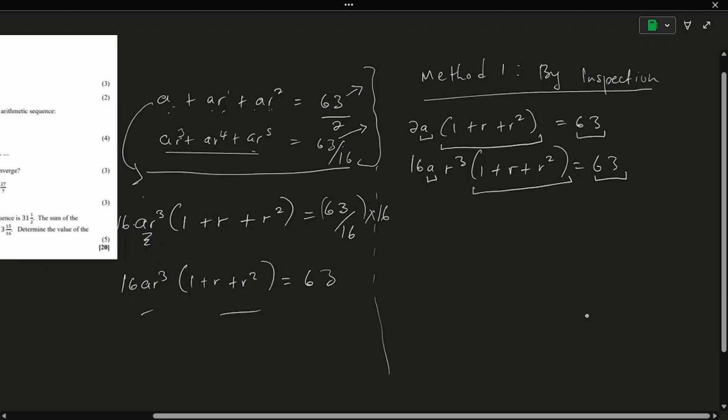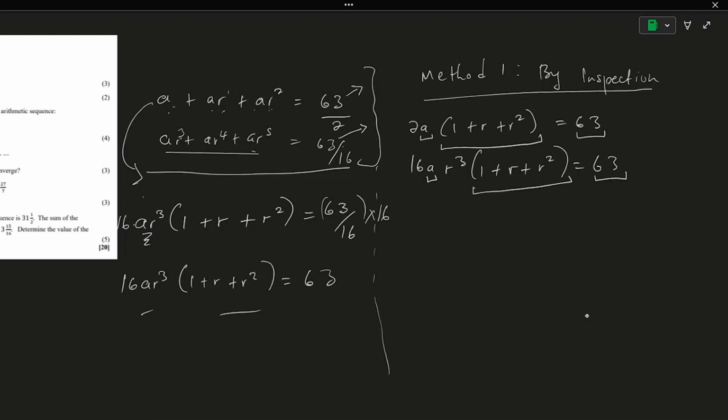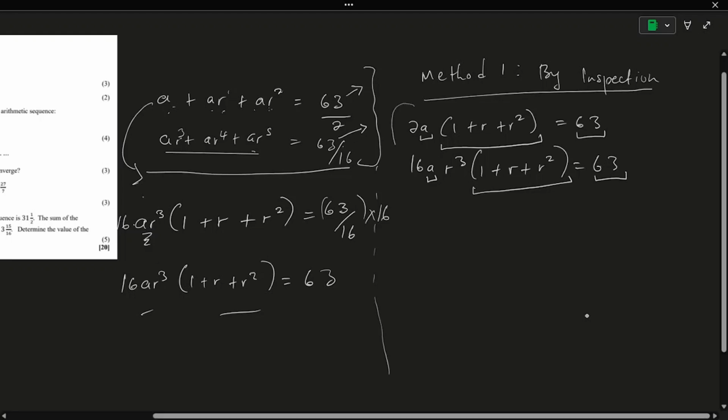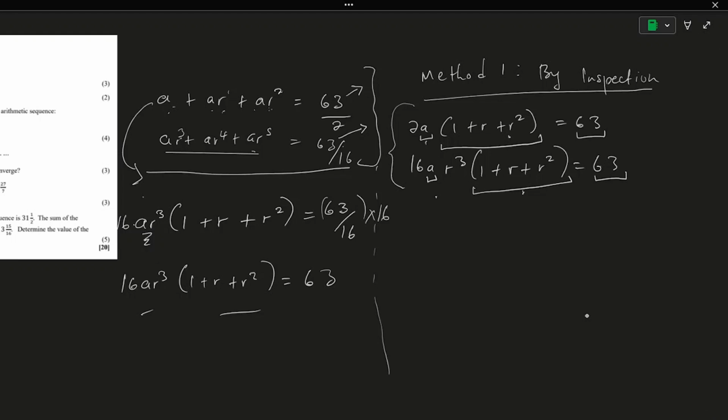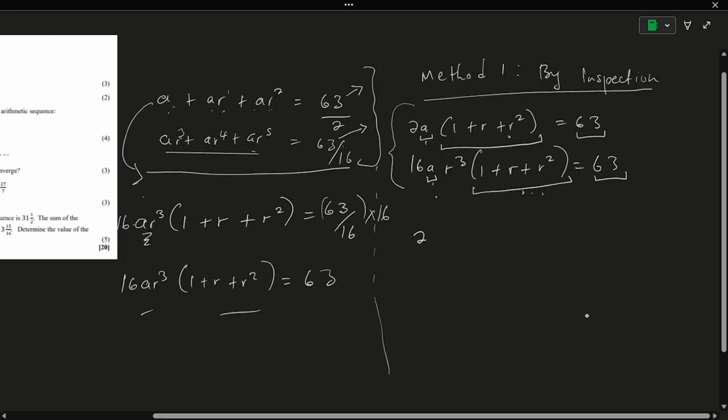So by inspection, we don't need to think that much, because all this left hand side should be equal to 63. So in other words, if A and A are equal and this stuff in bracket is equal to this stuff in bracket, whatever is left should be equal to each other, right? So in other words, 2 should be equal to 16R cubed. By inspection, we do not have to think that hard.